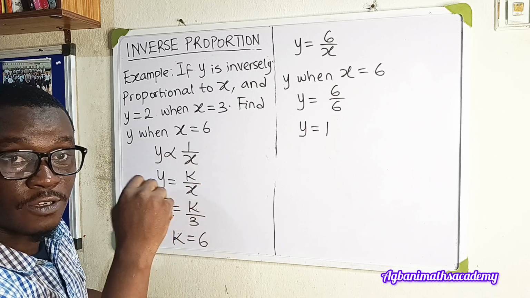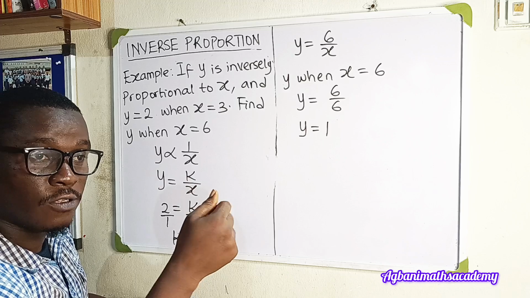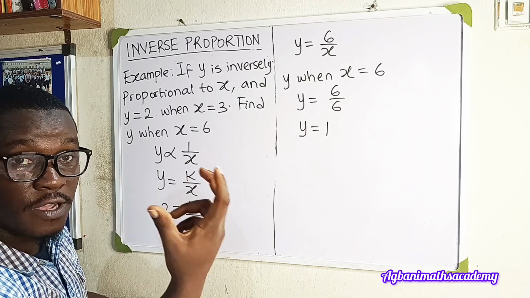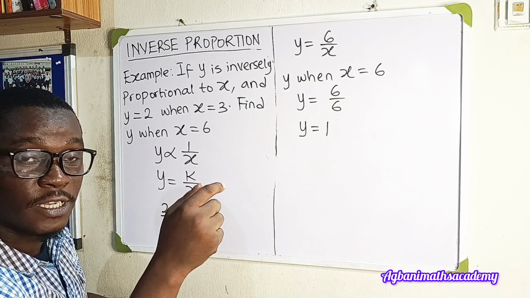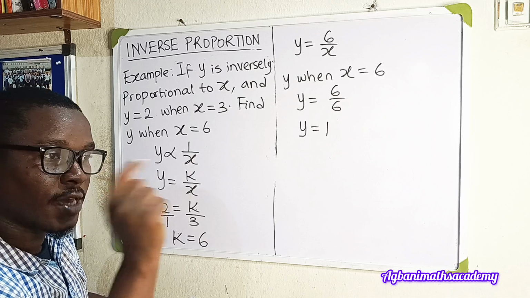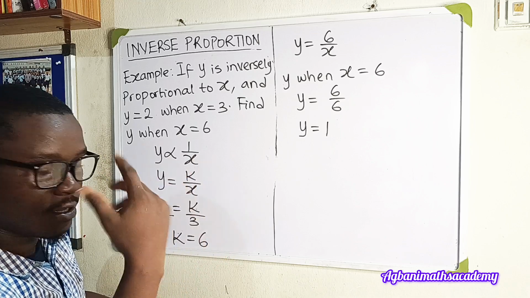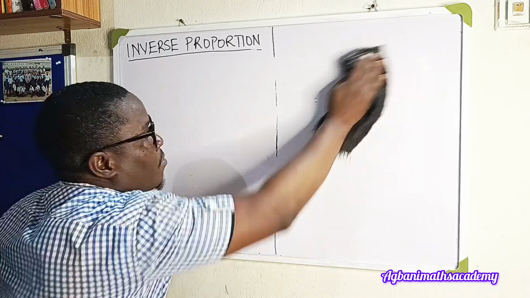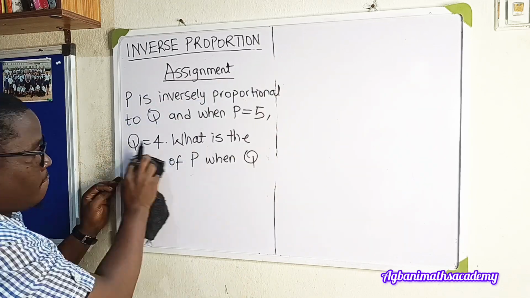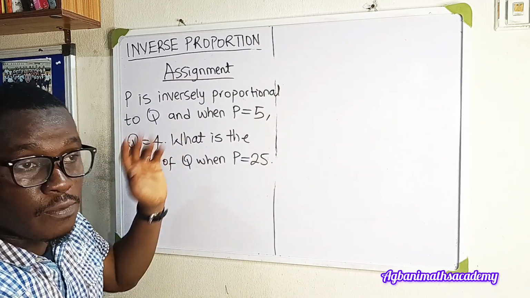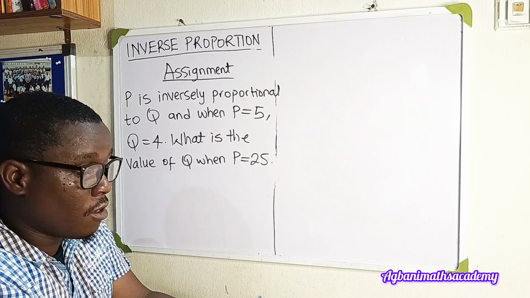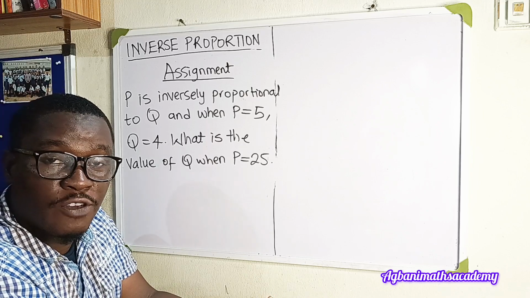So now I'm going to give you the assignment. Get it done. If you're in the WhatsApp group, send it to the class coordinator or my assistant. If you're not in the WhatsApp group, just leave the answer in the comment section. So this is the simple question that you have to work on. Try out this simple question that we have on the board.